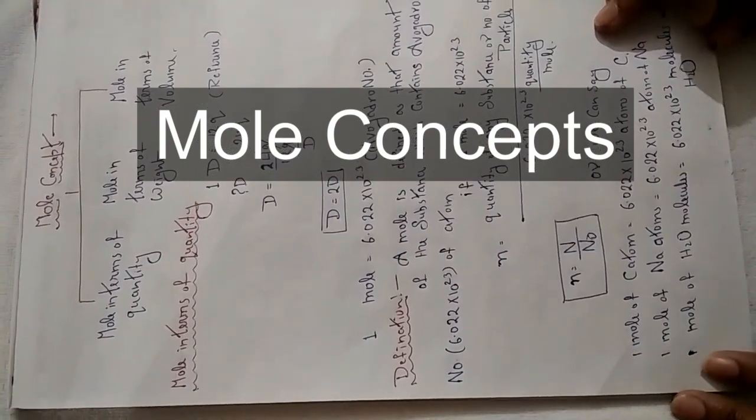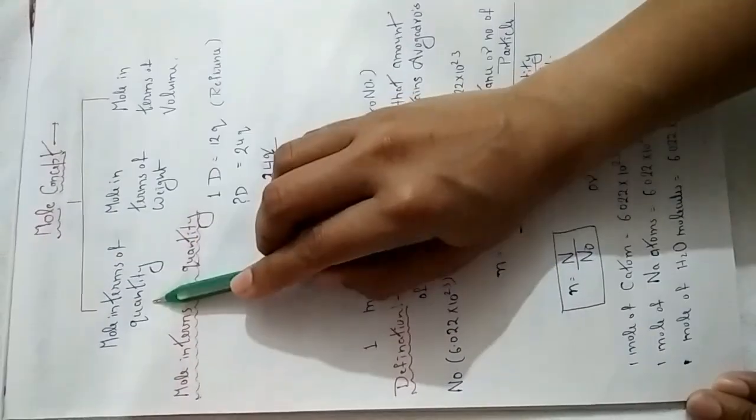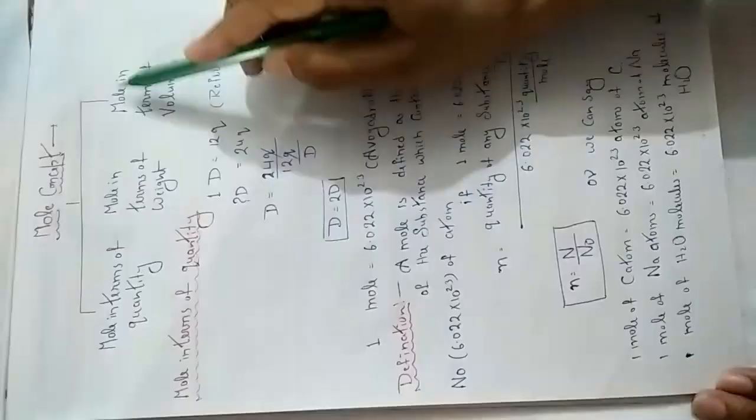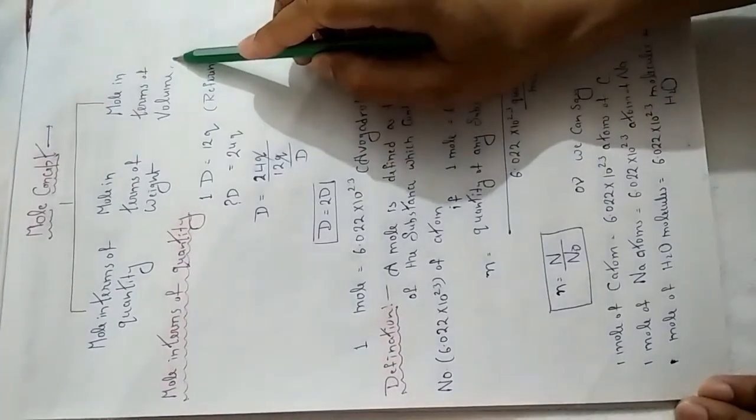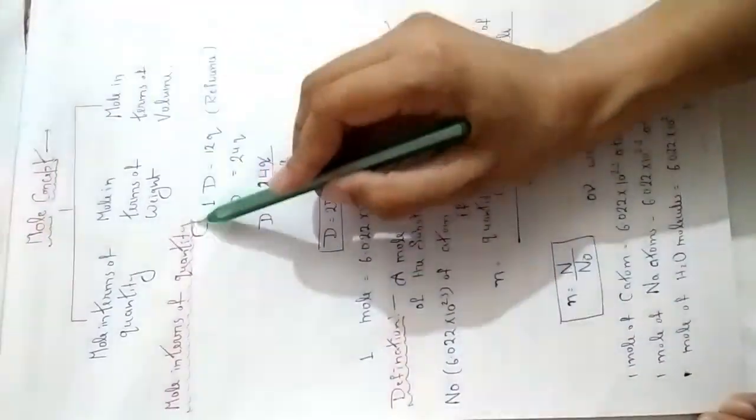Hello student, today we will start the new topic, mole concept. This is also a unit which can be represented in three ways: mole in terms of quantity, mole in terms of weight, and mole in terms of volume. So we will study one by one. The first heading is mole in terms of quantity.